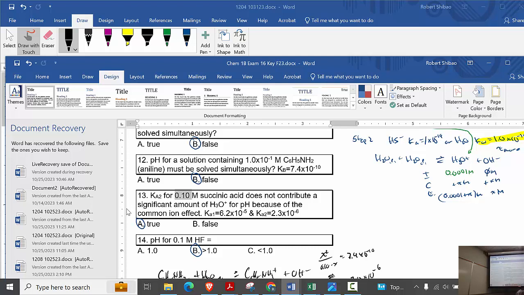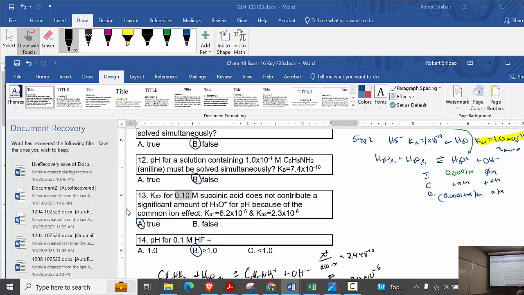Step 2 contributed either a significant amount of hydronium or insignificant amounts of hydronium. And in this case, it was an insignificant amount because of the common ion. So much hydronium was generated in step 1 that step 2 barely contributed any.